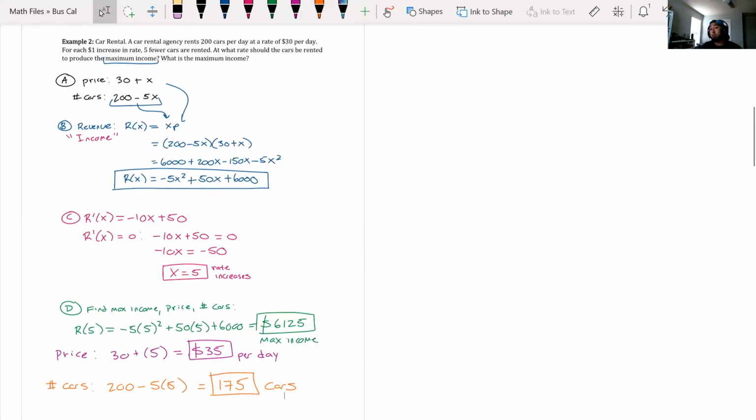Not bad. So again, use the information, set up your revenue function or income function, which is the same exact thing. Set it up, simplify it, take the derivative, set it equal to 0, solve for X, take that X value, plug it into revenue, price, and number of cars. All right. Any questions on that one?